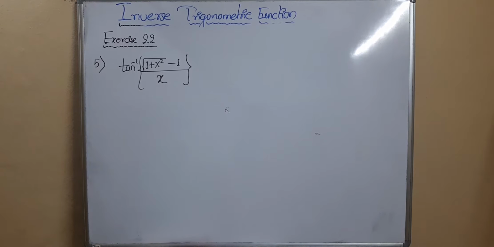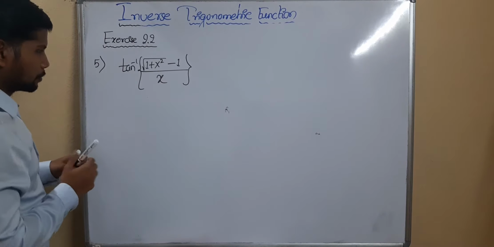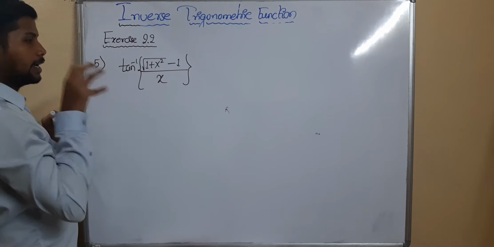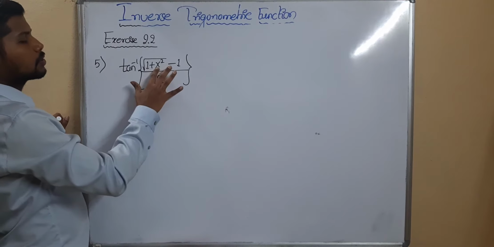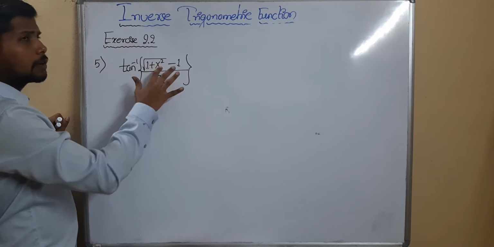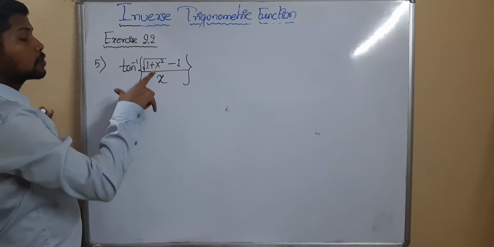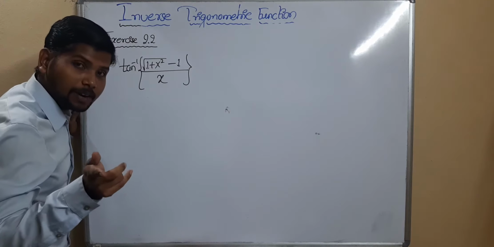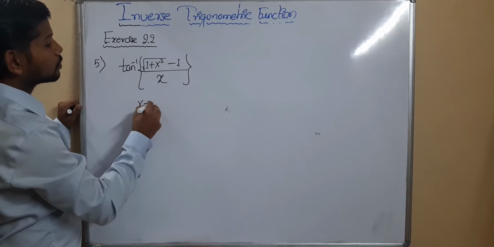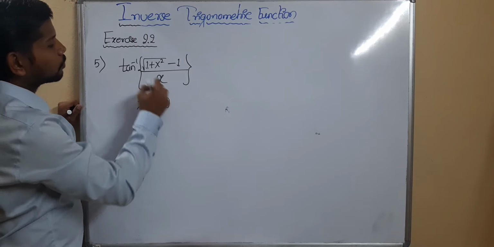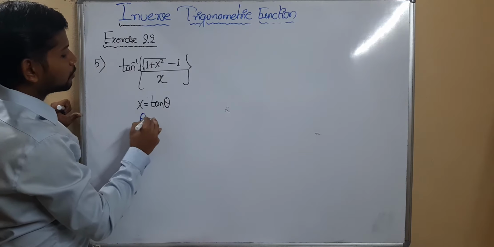Then the next one is the fifth one. It is: write the simplest form of the given problem. I need to substitute for x, then only it will be simplified. If I substitute x equal to sin theta, 1 plus sin square, any formulas? No formulas. What about if I substitute cos, 1 plus cos square, any formulas? No formulas. But whenever I substitute x equal to tan of theta, what is 1 plus tan square? Yes, secant square. That's why it will get simplified.